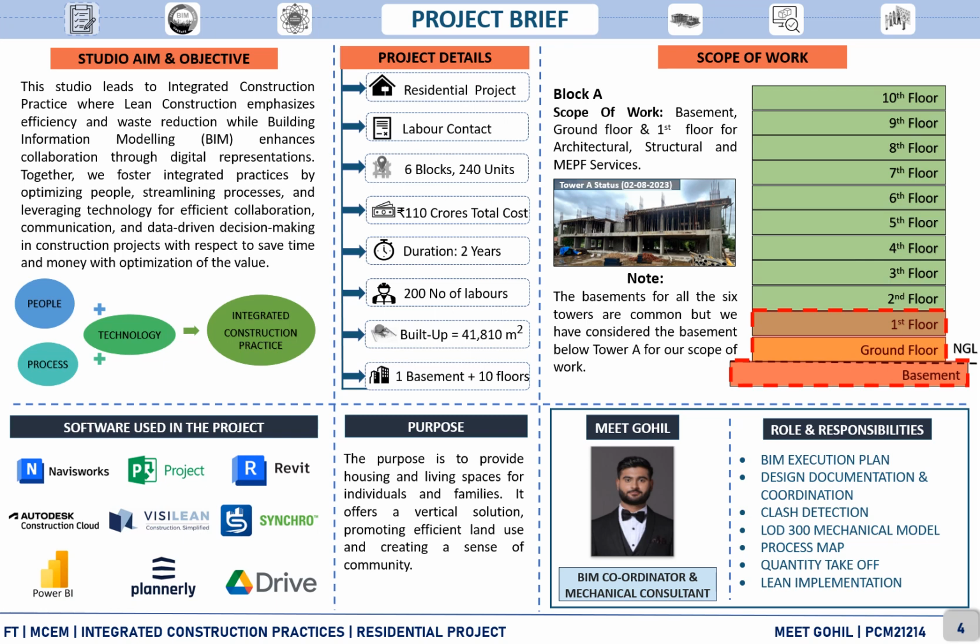For our scope of work, we have selected Tower A, especially basement, ground floor and first floor for architectural, structural and MEPF services. Note, the basement of all the 6 towers is common, but we have considered the basement below Tower A for our scope of work. The main purpose of this project is to provide housing and living space for individuals and families. It offers a vertical solution, promoting efficient land use and creating a sense of community.